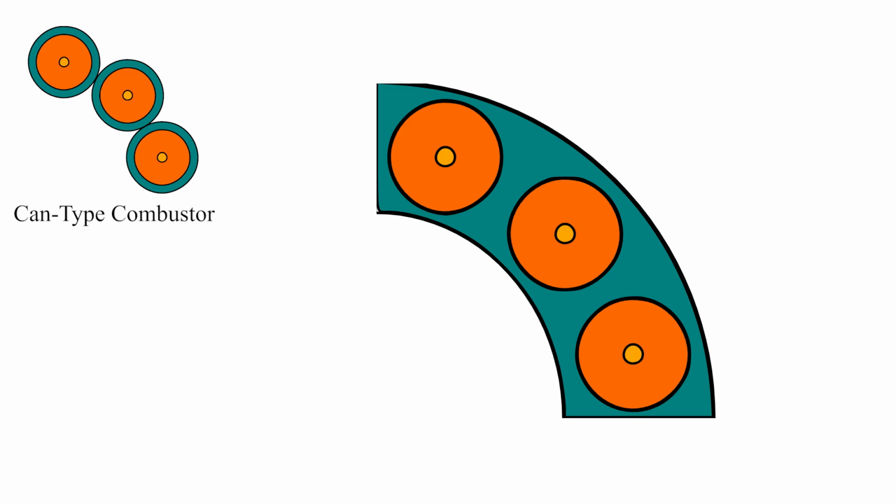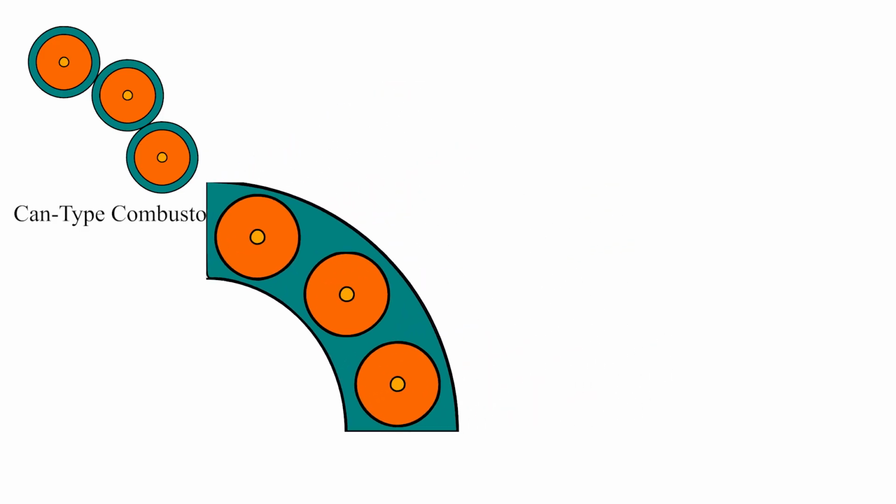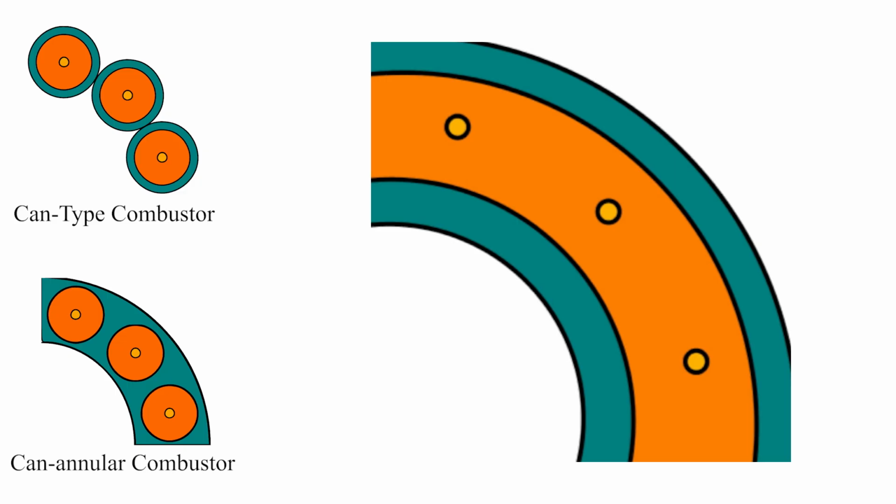Examples of gas turbine engines utilizing a canannular combustor include the General Electric J79 turbojet and the Pratt & Whitney TF30 and Rolls-Royce Tay turbofans. The final, and most commonly used, type of combustor is the fully annular combustor.